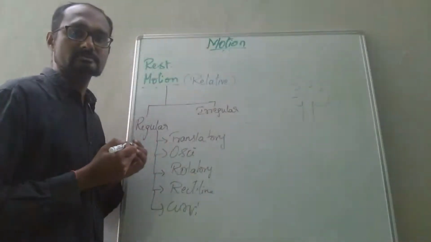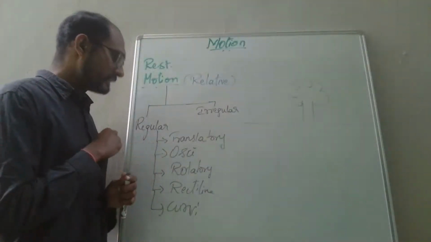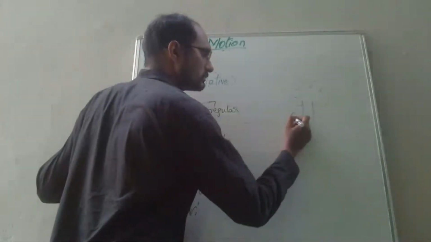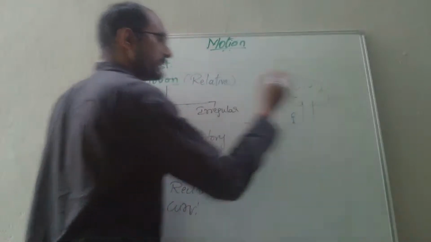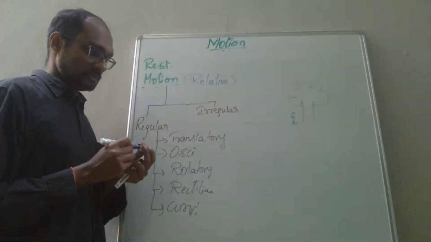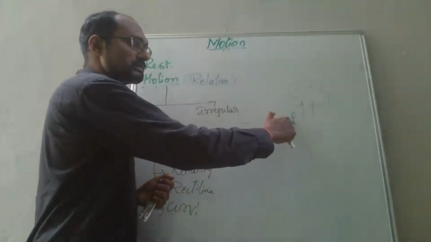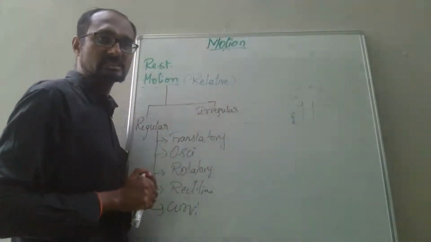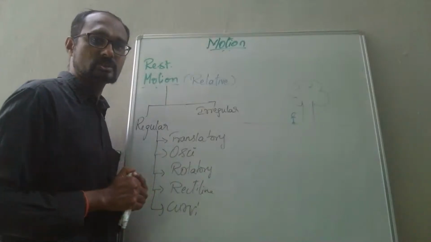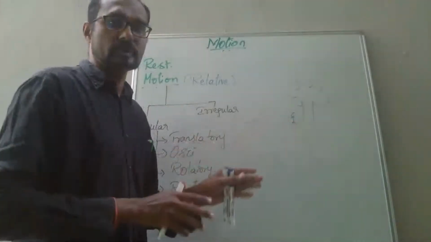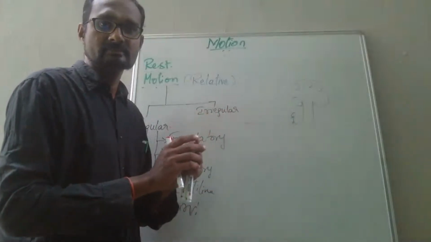Let us discuss the example of a tree. There is a tree by the roadside and a person is standing under the tree. Now, with respect to the tree, the position of the person is not changing. So we say the person is at rest because he is not moving, he is standing under the tree.